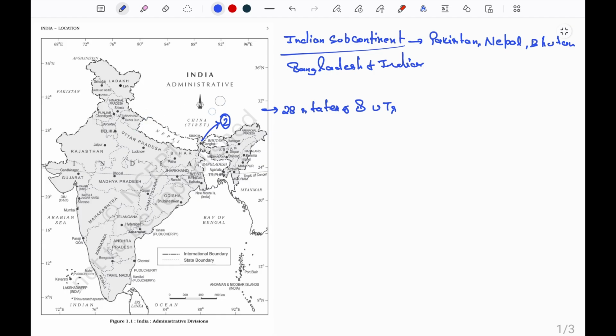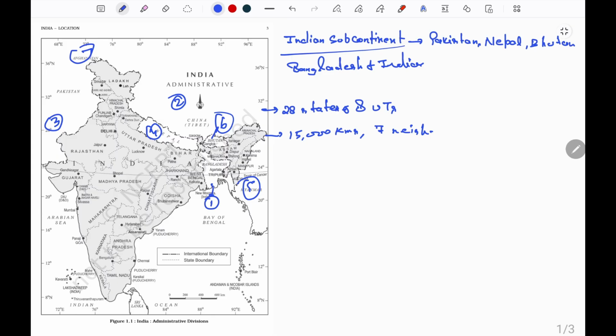Now let us look at the neighbors of India. So India shares a land border of around 15,000 kilometers with 7 neighboring countries. They are Bangladesh, China, Pakistan, Nepal, Myanmar, Bhutan, and Afghanistan.